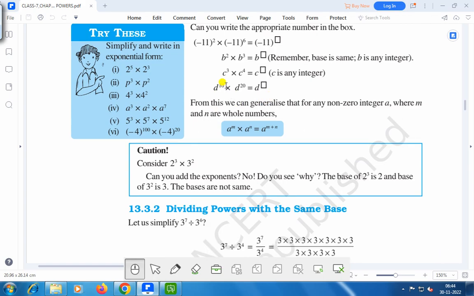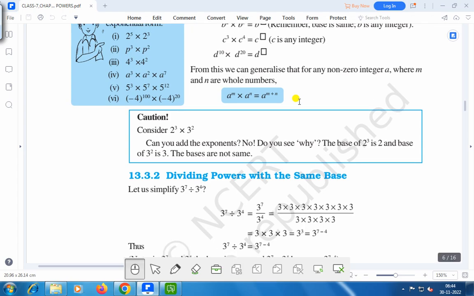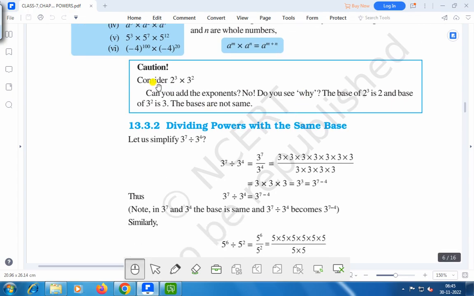Here you see d to the power 10 into d to the power 20. Since the base is the same, you add the exponents, 20 plus 10 is 30. From this we can generalize that for any non-zero integer a, where m and n are whole numbers, a to the power m into a to the power n, since the base is the same, the exponents will be added, that is a to the power m plus n, right?